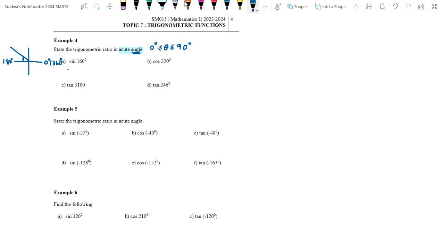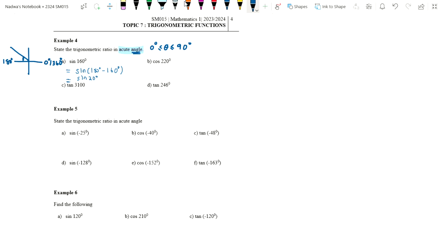Alright. So how to find sine 160 degree? Since it is in the second quadrant, sine 160 degree is sine 180 degree minus 160. Okay. And then you calculate 180 minus 160, you will get 20 degrees. So the answer is it's equivalent to sine 20 degrees. So this is how we transform sine 160 to an acute angle, sine 20 degree.